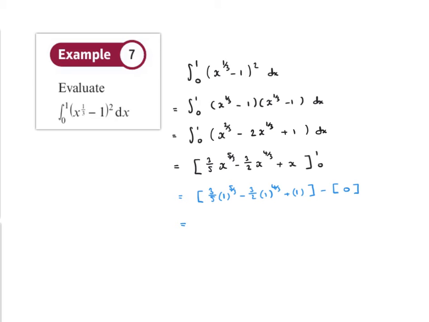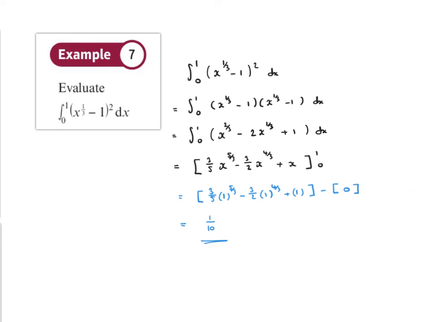Now all we're left to do is actually calculate this result. And of course you can use your calculator to help here. You may already have spotted, well, 1 to the power of anything is just 1. So we have 3/5 minus 3 over 2 plus 1, which gives 1 over 10. And that is our answer.